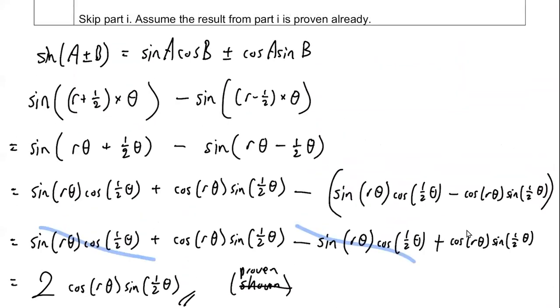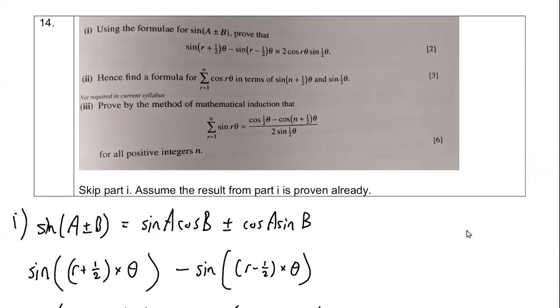Okay, next part. That was part one. Now moving on to part two. Hence, find a formula for the sum of cosine r theta in terms of sine n plus half theta and sine half theta. Okay, so cosine r theta, sine n plus half theta, and sine half theta. They look very, very similar to the first part. Oh, that's why this is a hence question.